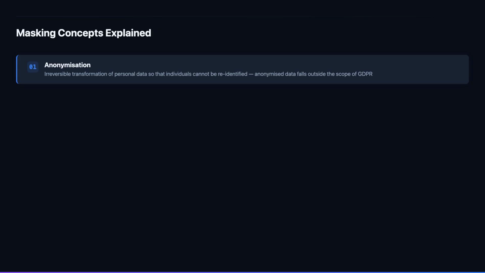Many datasets believed to be anonymized have been re-identified in research studies, so organizations should seek specialist expertise before relying on anonymization as a legal basis for unrestricted data use.